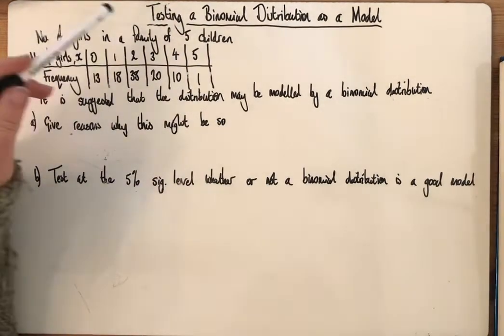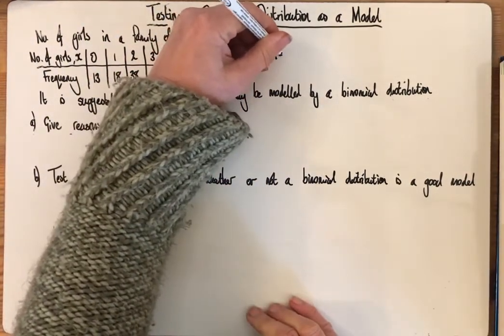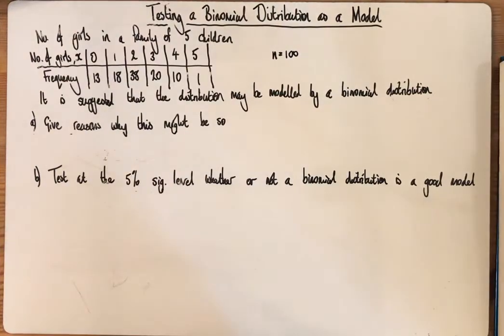So, number of girls in a family of 5 children. If you add up the frequencies, n is 100. So, 100 families with 5 children in were sampled, and then the number of girls is noted. And it's suggested that the distribution might be modelled by a binomial distribution. Give reasons why this might be so. So these reasons are pretty consistent. We've been talking about them quite a lot.